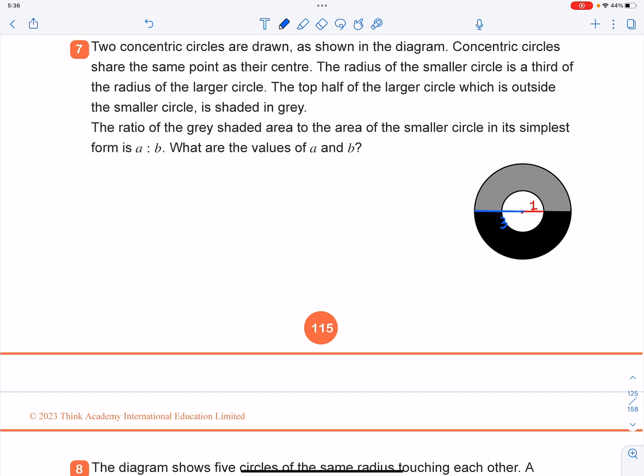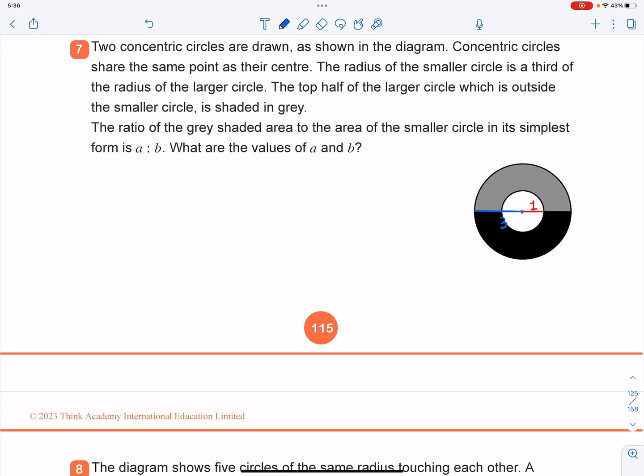Question is, the ratio of the gray shaded area to the area of the smaller circle in the simplest form is A to B. What is this value? What is this ratio? Okay, so basically, since we just set the radius of the smaller circle as 1 and the radius of the larger circle as 3, you can get the area of this gray part, which is a semi-ring, right?